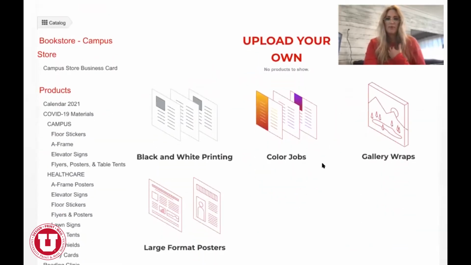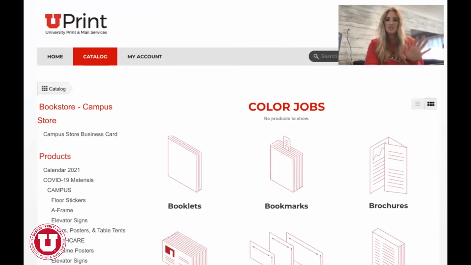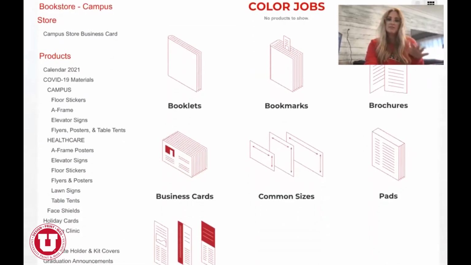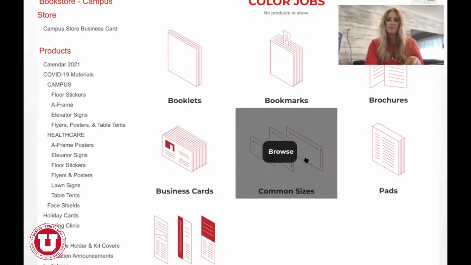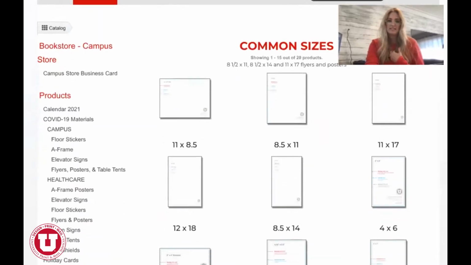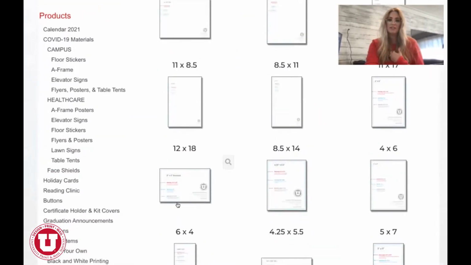And then I know that my postcard is going to be a colored job because it has color on the front of it. So I'm going to click on Colored Jobs. And then this page shows you common documents that are printed. And I don't see postcard on here, so I'm going to click on Common Sizes. And then I know that I want to print a 6x4. So I'm going to go here and click 6x4.